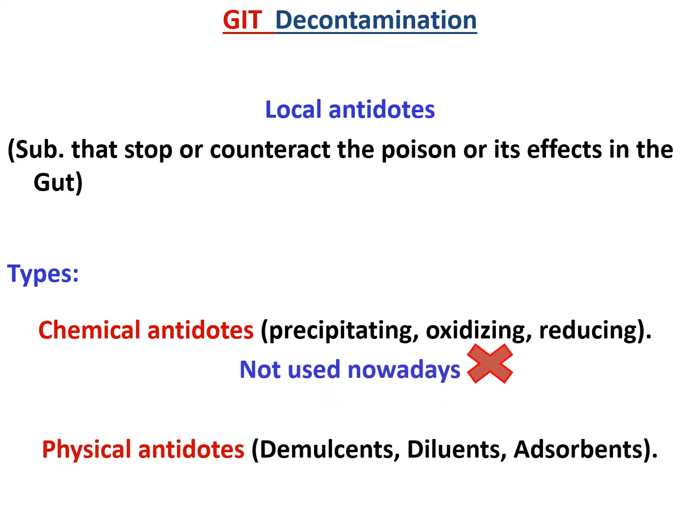On the other hand, the physical antidotes don't react chemically and don't change the chemical nature of the toxin, but react physically and change its physical nature. They include demulcents, diluents, and adsorbents.